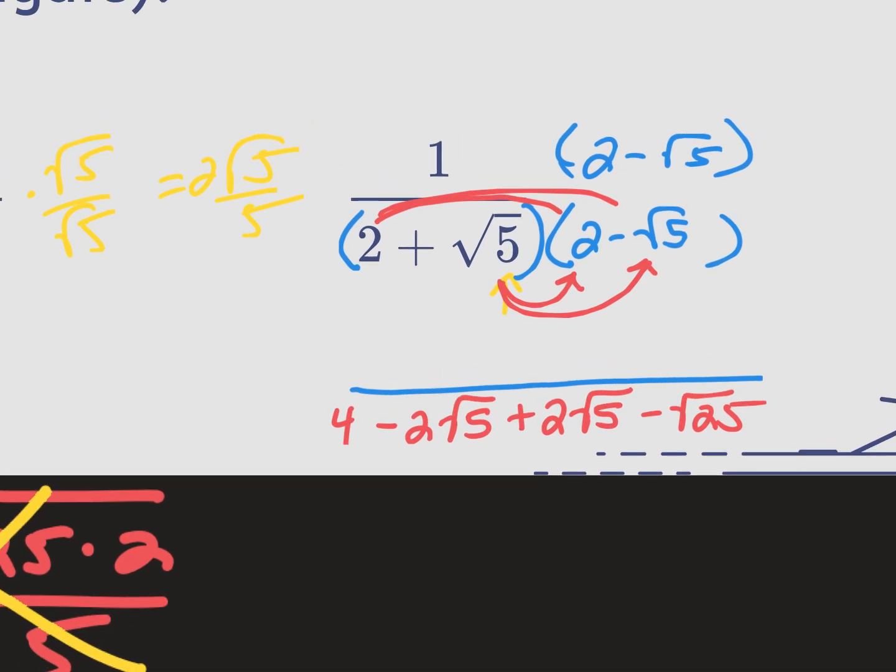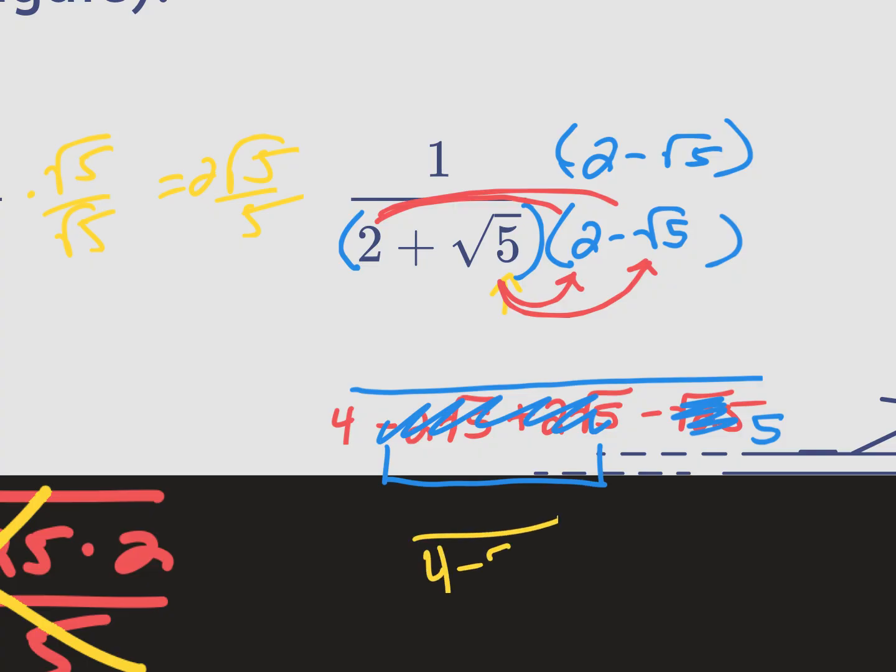What do you guys see happens right here? With a negative 2 root 5 and a positive 2 root 5. They cancel out. Good. And then can I simplify this? What is the square root of 25? So this goes away. So what am I left with on the bottom?